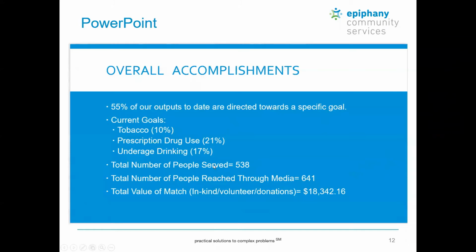Then maybe I also give them a quick breakdown: the total number we've served this past quarter is 538. Maybe the total number we've reached through media is 641. And the total value of in-kind or match that we've generated so far this year is that number. Really ask yourself though, do my coalition members need to know all this? Do they know what any of this means? Because you might be able to cut some of this out. My coalition, I'm going to say that they wanted to know all of this, so I figured why not keep us all on the same page and share it.